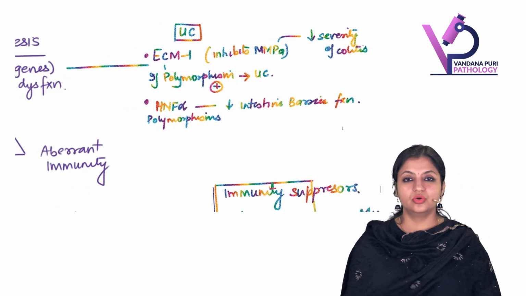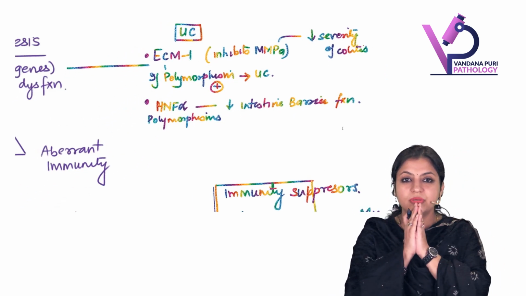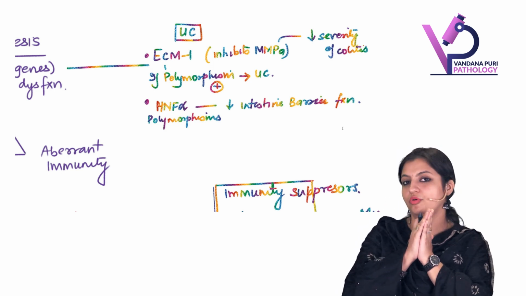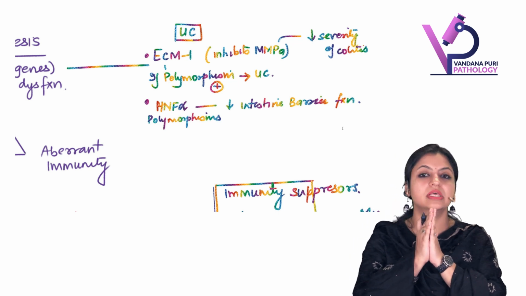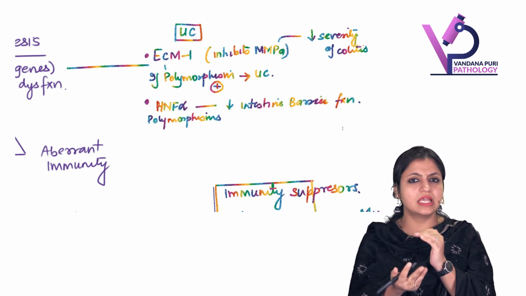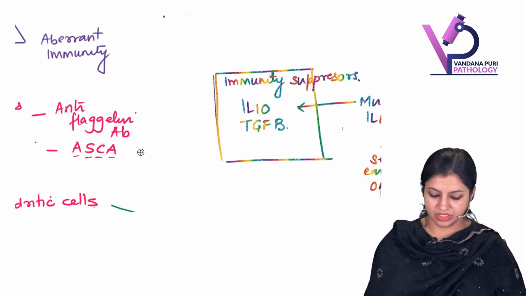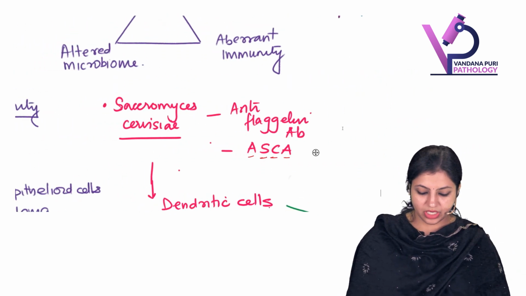Now, everybody should be clear about it. ECM1 polymorphisms and HNF-alpha polymorphisms are associated with ulcerative colitis. Now let's go into the pathogenesis. How does it happen? Look at this.